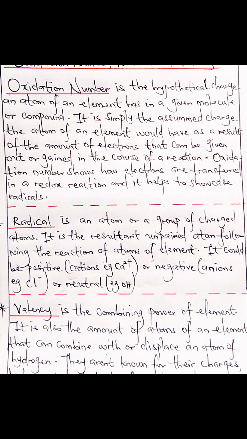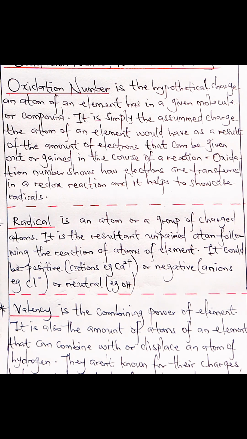So for oxidation number, it's an assumption of what could be. But when we talk about radicals, radical is not an assumption. The whole thing has been done, reaction has taken place, and now we know what it is. We know the element that gave out electrons, and we know the atoms of element that brought in electrons.